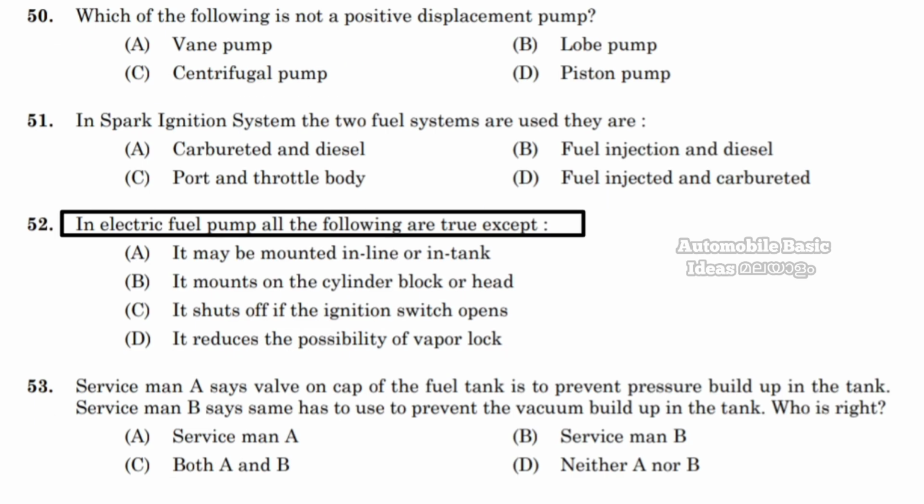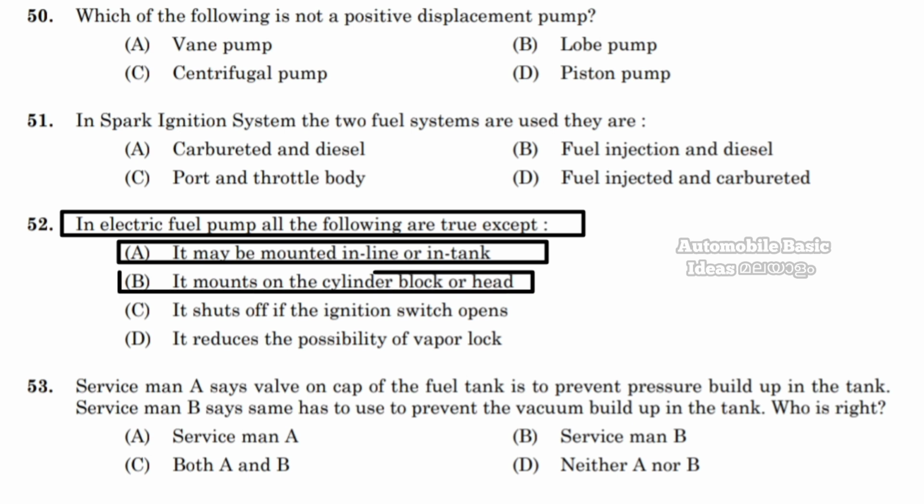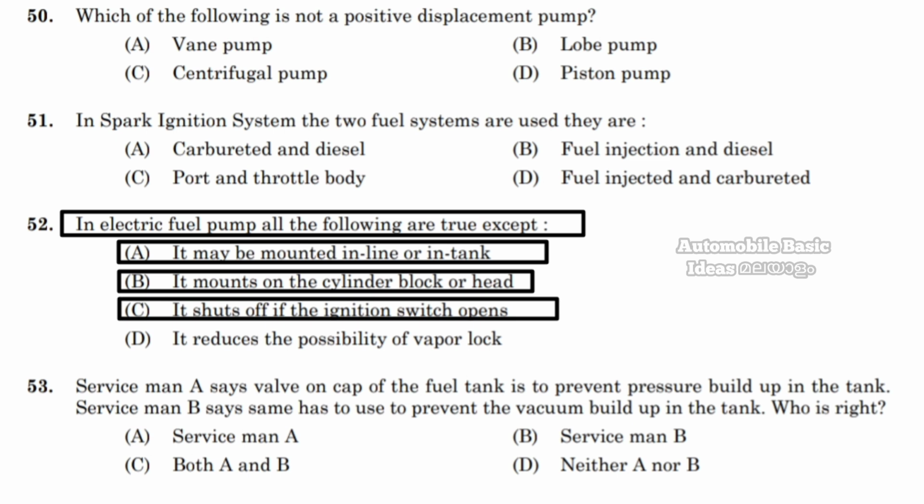52. In electric fuel pump all the following are true except A. it may be mounted inline or in tank, B. it mounts on the cylinder block or head, C. it shuts off if the ignition switch opens, D. it reduces the possibility of vapor lock. Answer B. It mounts on the cylinder block or head.